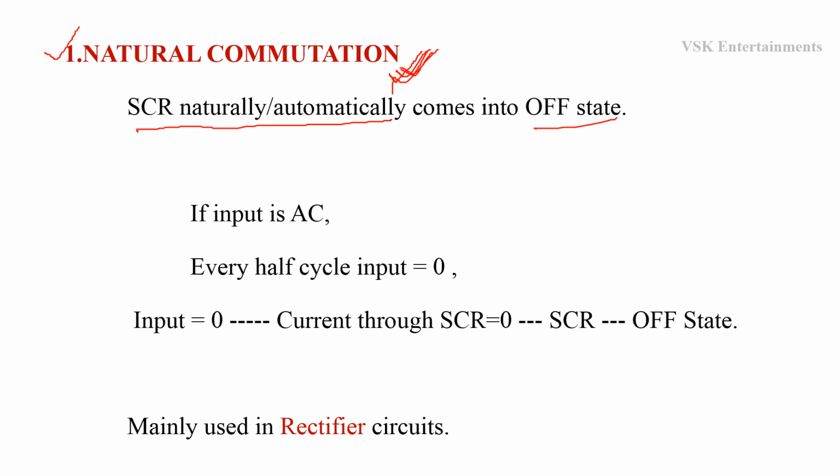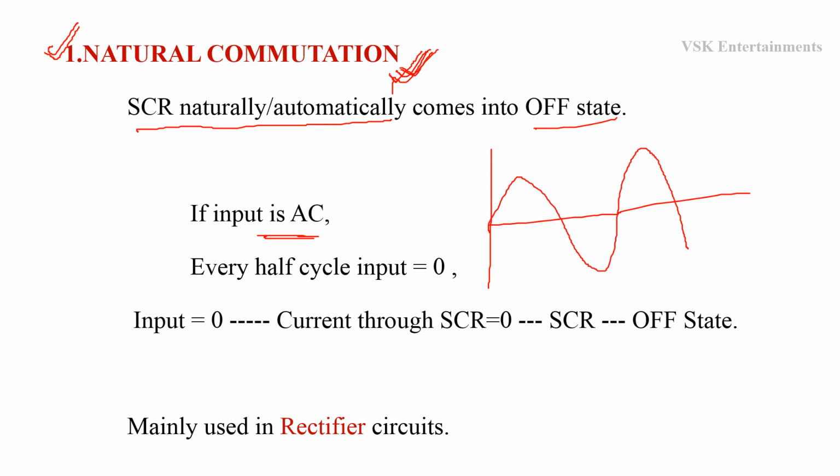This natural commutation process is possible if the input is AC. This is the AC input. If we consider the input is AC, this input becomes 0 for every half cycle. This is the first half cycle. After completion of the first half cycle, the input becomes 0. Similarly, after completion of the second half cycle, the input becomes 0.